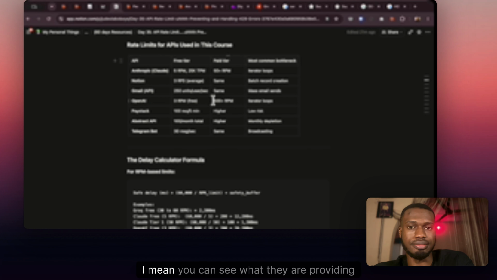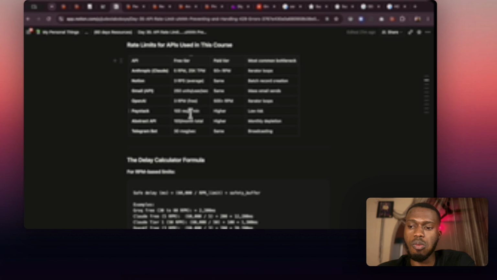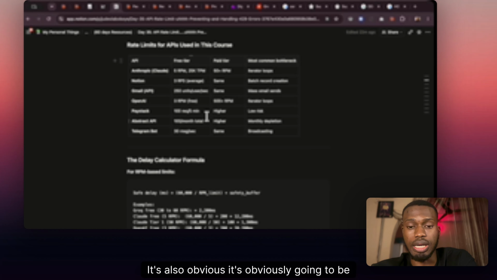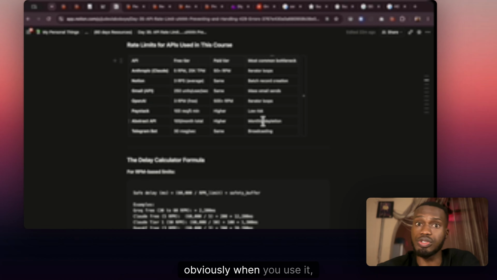For Paystack, I believe this is higher, though I haven't really used it recently, so I just thought I could add that. I believe this should be higher, and that has a low risk of breaking since it's a payment processor, we believe that they've been able to work on that excessively. For Abstract as well, 100 per month for free. I did not check the paid tier, but it's obviously going to be higher than this. So the only thing that can break there is monthly, obviously, when you use up your calls.